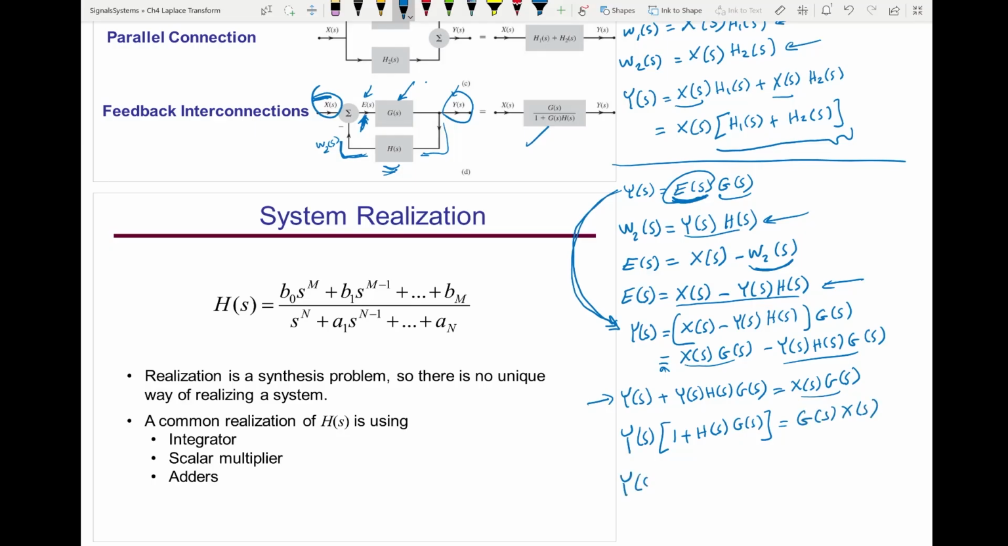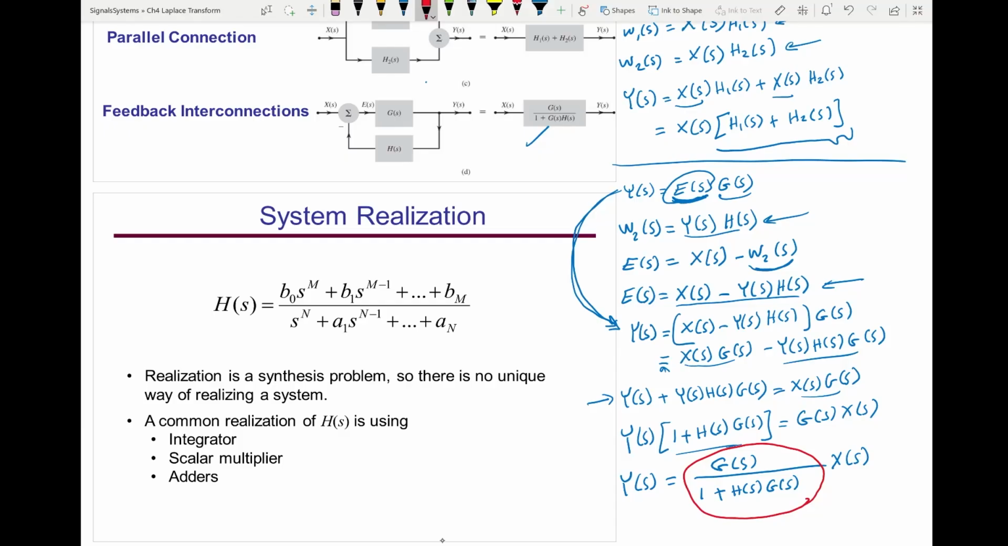And finally y of s equals, divide everything, both sides, by this quantity. I will get g of s divided by 1 plus h of s g of s times x of s. So this is the transfer function of the whole thing here. And that's the same as here. G of s here is the forward subsystem. H of s here is the negative feedback because of this negative sign. And we're going to use this equation a lot, so keep this in your mind. How this equation represents these feedback subsystems.